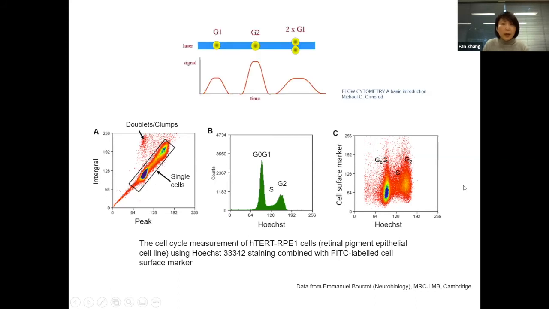I have to mention that it is very important to remove doublets and clumps in cell cycle study because, as you can see, 2 G1 cells stuck together passing through the laser beam, the signal generated can be falsely regarded as a G2 cell. So if we plot peak height against area signal, the single cells can be gated to reveal the genuine cell cycle profile.